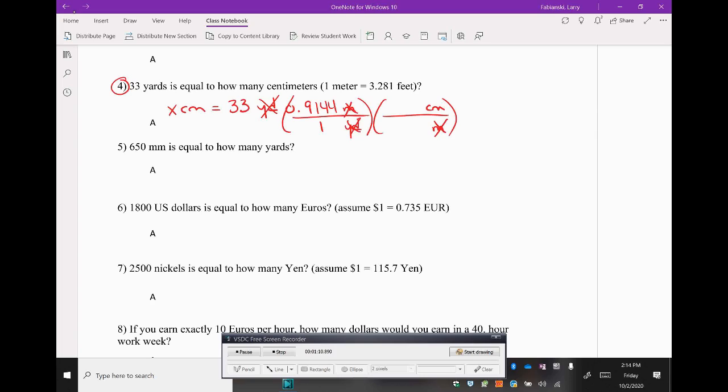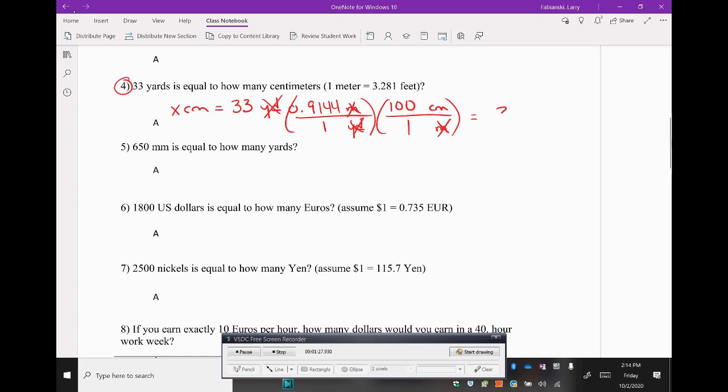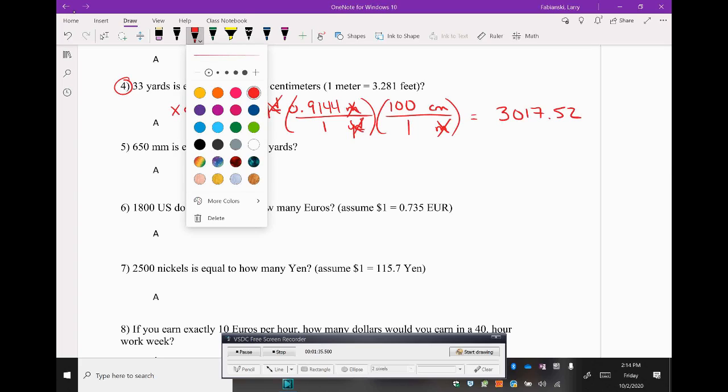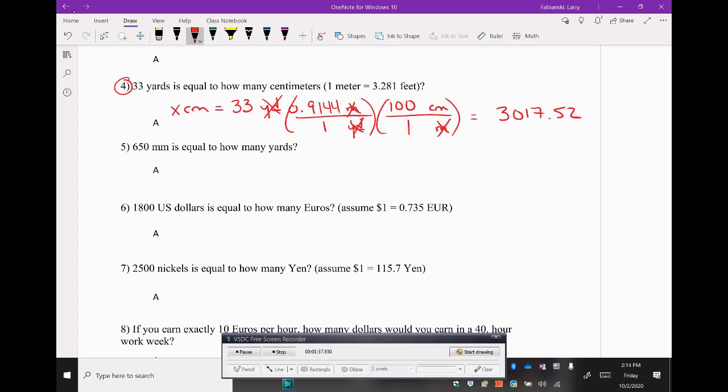We can now go from meters to centimeters. Meters cancel. And the meter gets the 1, and the centimeter gets 100. Everything on the top is multiplied. Everything on the bottom is divided. When we work through this math, we get 3017.52. But please, please, please make sure you understand that we need to round this correctly. We start with 2 sig figs, we're going to end with 2 sig figs. So that's going to bring us to 3.0.